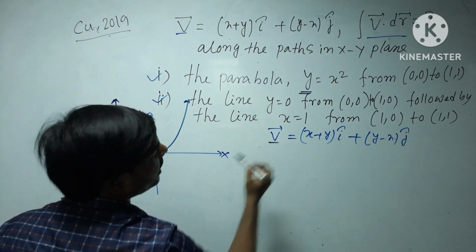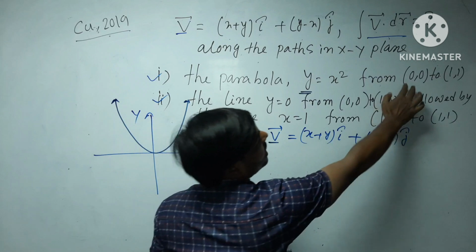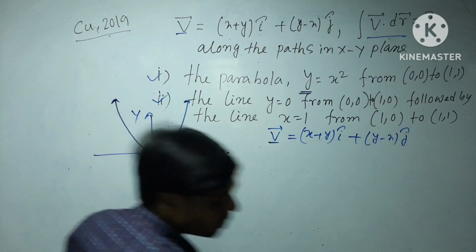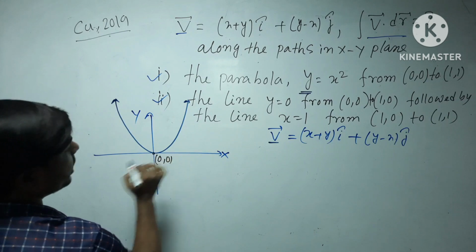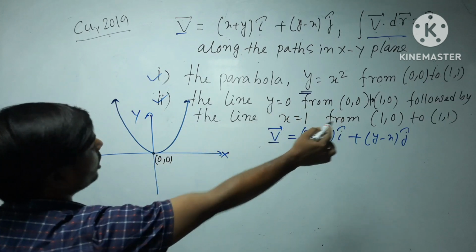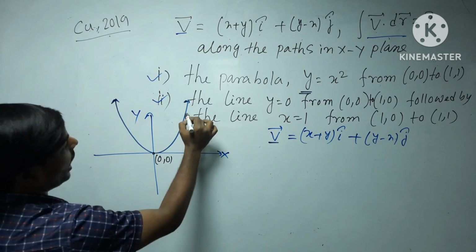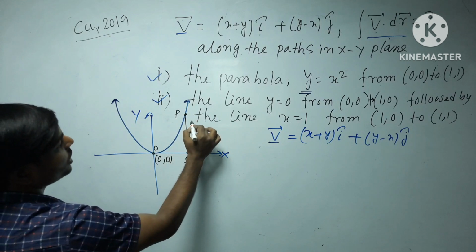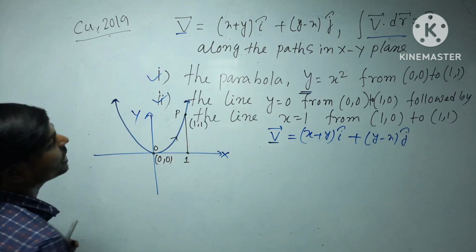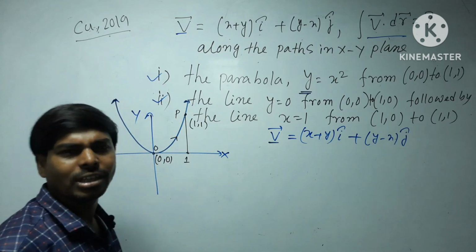যখন আমাদের এই V টাকে ইন্টিগ্রেট করতে হবে, we have to follow this path. কোথা থেকে কোথা পর্যন্ত? What is the limit? From the point 0 0 to the point x is equal to 1, y is equal to 1. So let's say this is x is equal to 1 and y is equal to 1. Let's say this point is O, this point is P. So along this path from O to P, we have to integrate this one. So let's do that one.